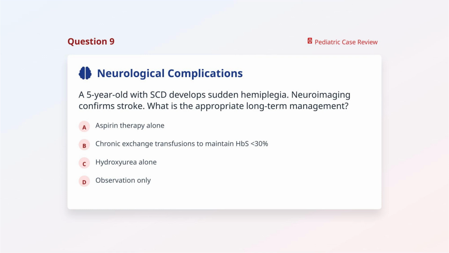Option A, aspirin therapy alone. Option B, chronic exchange transfusions to maintain hemoglobin S less than 30%. Option C, hydroxyurea alone. Option D, observation only. Consider the high risk of stroke recurrence in sickle cell disease and the most effective preventive strategies based on current evidence and guidelines.